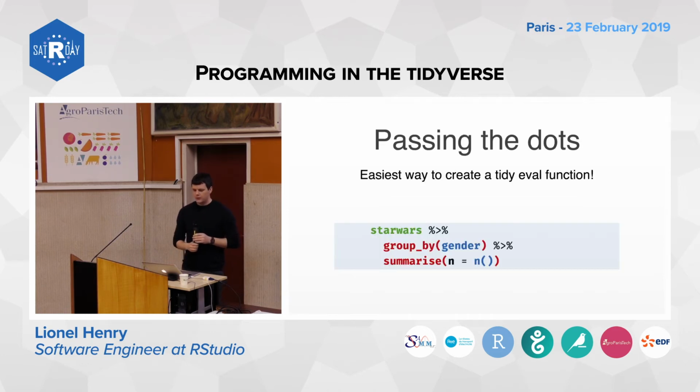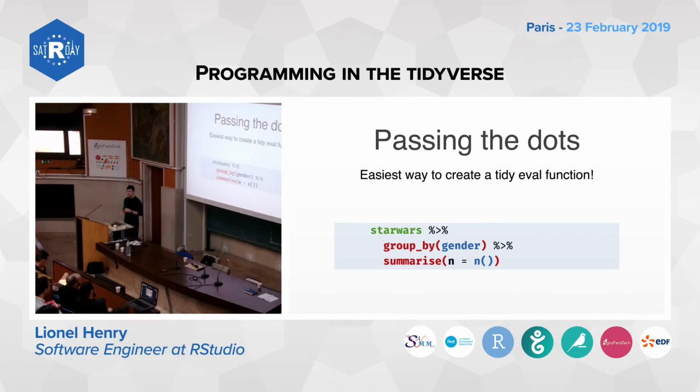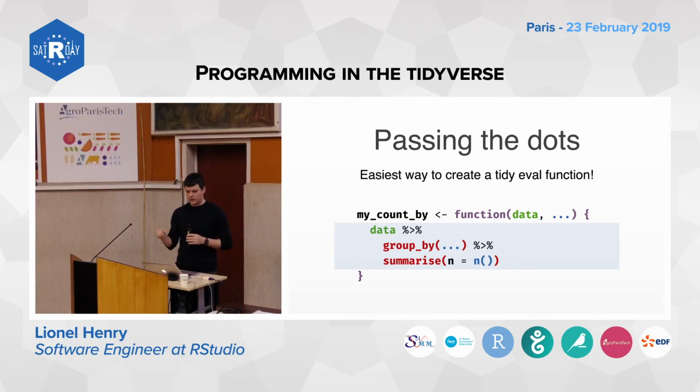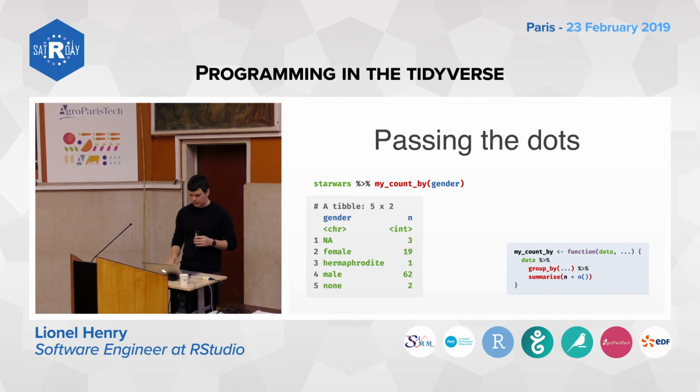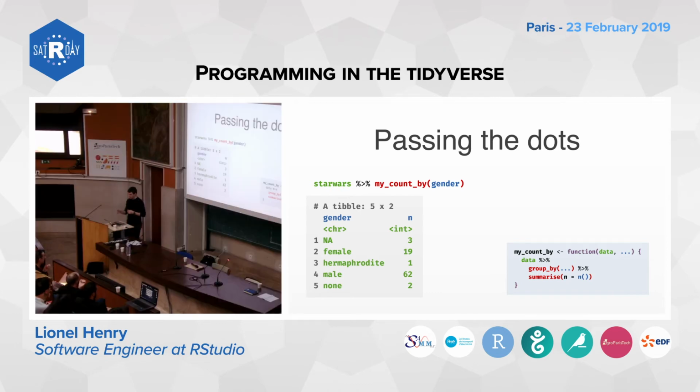And that's probably the easiest way to create a tidy-eval function. So say we have this pipeline where we take the Star Wars data frame, we group by the gender column, and we want to count the observations in it with summarize n. And so we could create a function around this pipeline that takes dots. It takes a data frame, it takes dots, and we pass the dots to group by. And that's all it takes to wrap that pipeline. And now we have a function that works like a Tidyverse function. And you can count by gender, and you get this table of counts.